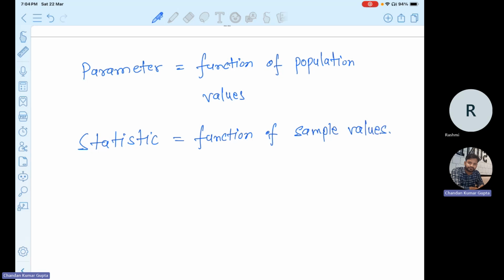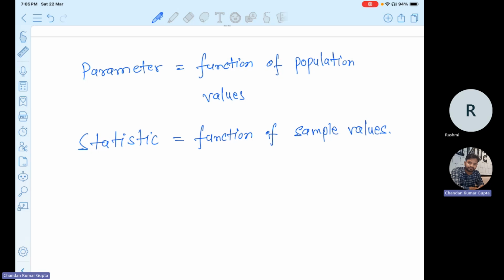Like parameter, when we are discussing the functions of population values, like population mean, population median, population variance, then those are functions of population values. And when we have collected samples and calculate the mean, sample mean, sample variance, sample median, then those are statistics. Sample mean is a statistic, but population mean is a parameter.